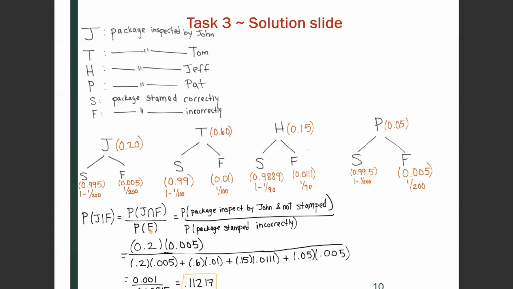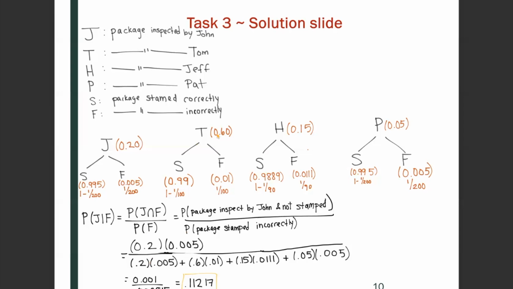And then we want to divide it by the probability that the package was stamped incorrectly. So we're going to add all of the situations that we have. We have 0.2 for John times 0.005, and then we're going to add that to Tom's situation where we have 0.6.